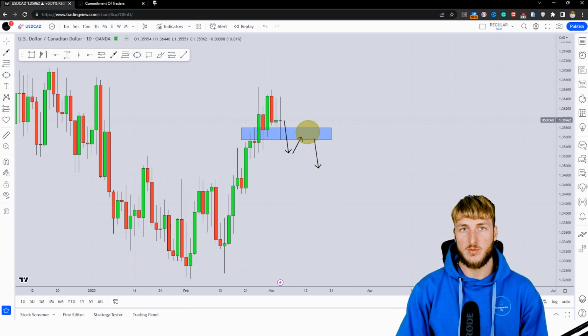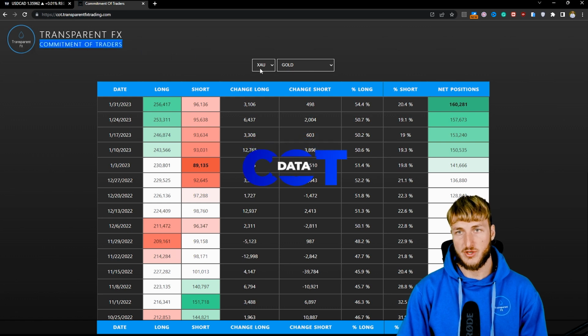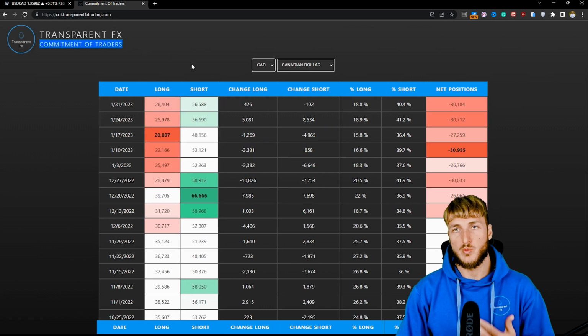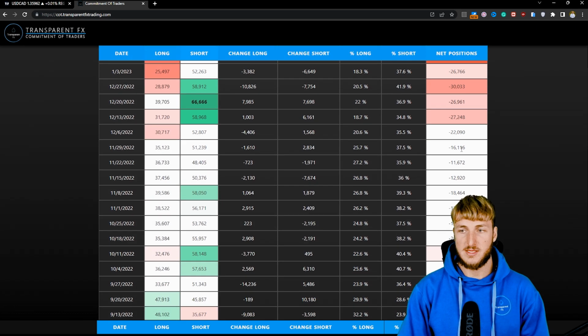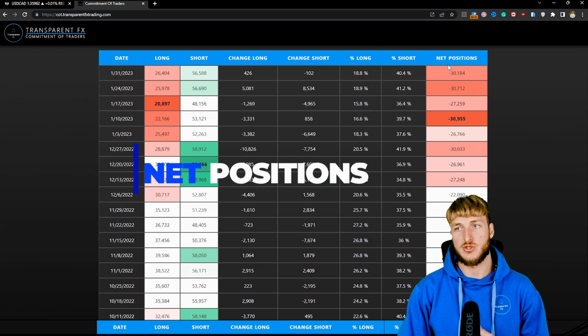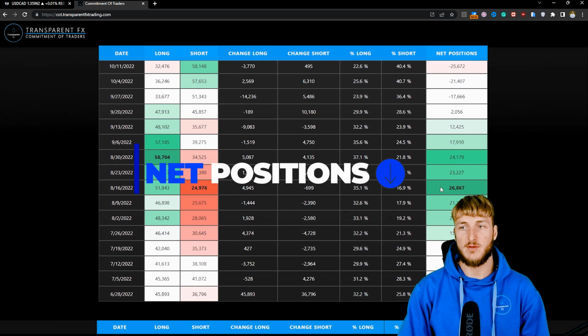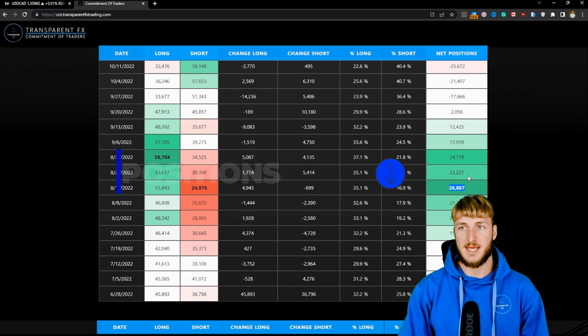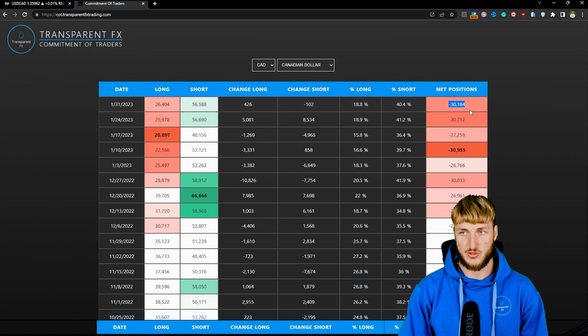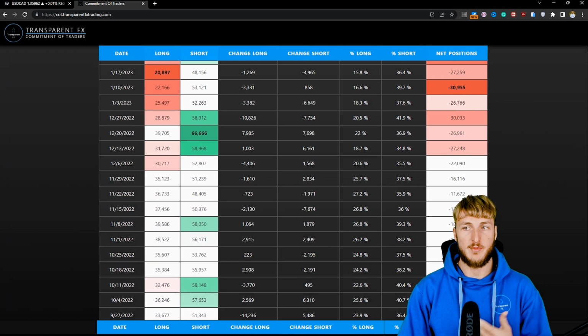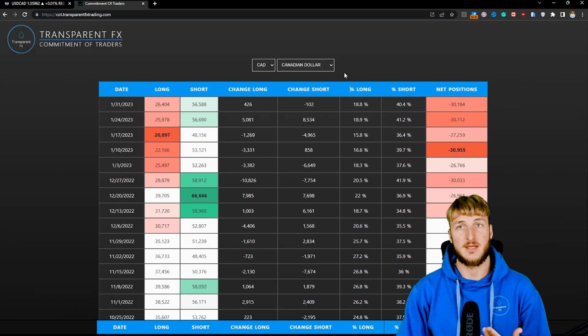Now, if we go and see what we have when it comes to the commitment of traders, so the COT data, which is what the non-commercials, so the biggest speculators in the market are doing, and we check the data for the CAD, what we can see is that with the last reports, net positions have been decreased. We went from having a positive 26k net positions to now having a negative minus 30k net positions. And this is what has been happening in the long term, meaning that the CAD is getting weaker.